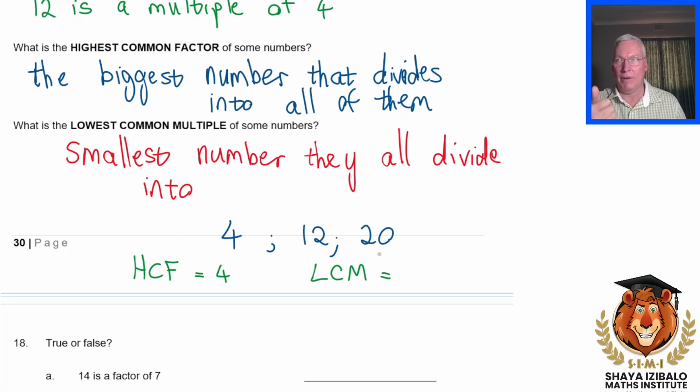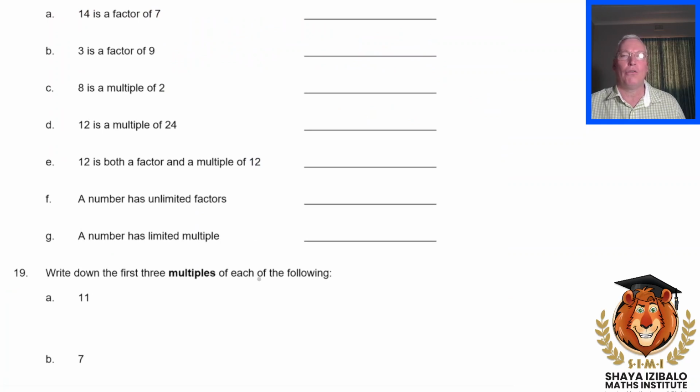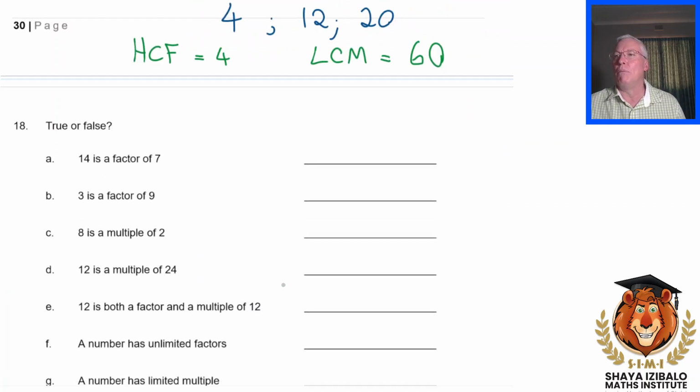20 times 1 is 20. 20 times 2 is 40. Does 12 divide into 40? No. 20 times 3 is 60. Yes, 60 is what we call the lowest common multiple. All of these numbers divide into 60. They also divide into bigger numbers, but this is the smallest number they all divide into exactly. All right. We know 4 divides into here because 4 already divides into 12. Okay. All right. Let's now pause the video and try the true-false questions on page 31.